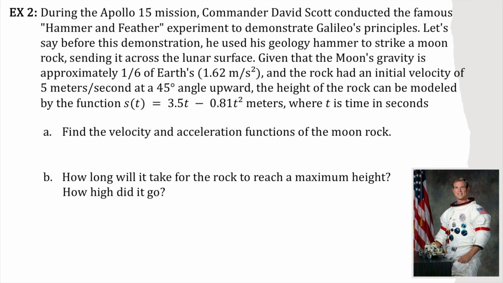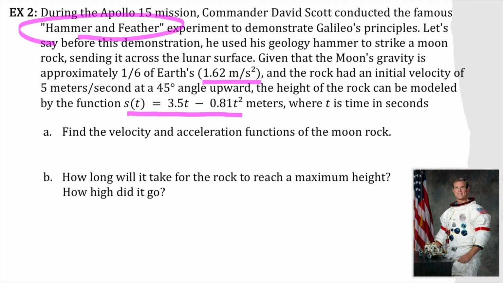surface. Given that the moon's gravity is approximately 1/6 of Earth's, it's about 1.62 meters per second squared, and the rock has an initial velocity of 5 meters per second at a 45-degree angle upward, the height of the rock can be modeled by this position function, 3.5t minus 0.81t squared meters, where t is time in seconds. Wow, that's a lot of information. If you've never heard of the hammer and feather experiment, though, you should look it up.